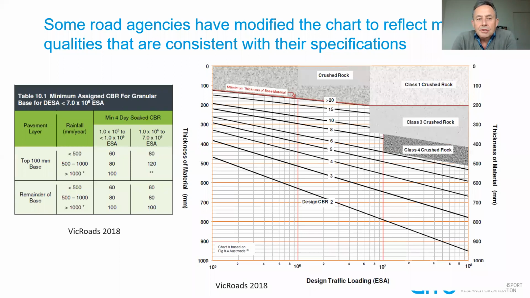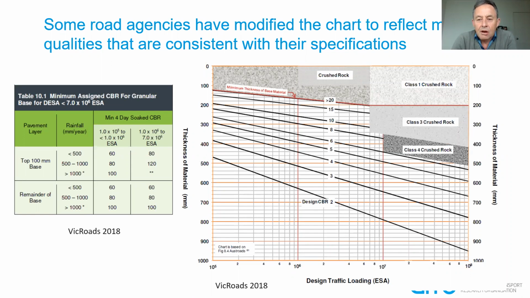So some of the road agencies in Australia have their own variations on this design chart. And this is the chart, for example, that's used by VicRoads in their design guidelines. The total thicknesses of cover are exactly the same as the Austroads figure 8.4, but you can see that they've supplemented that by some requirements about the properties of the granular materials in terms of the minimum qualities and thicknesses of those materials.